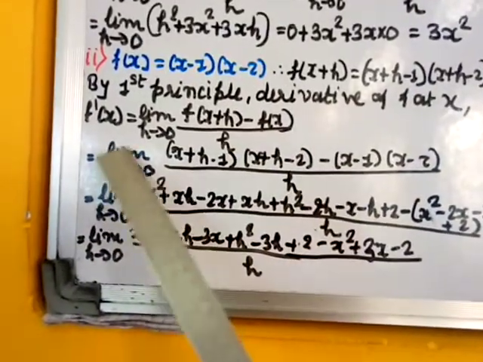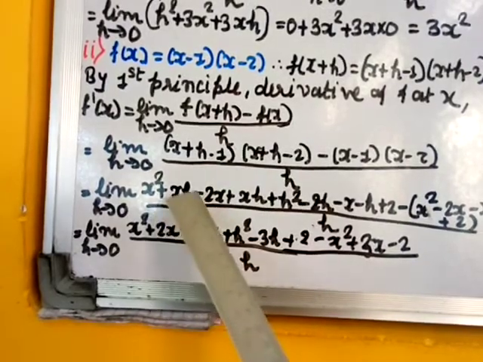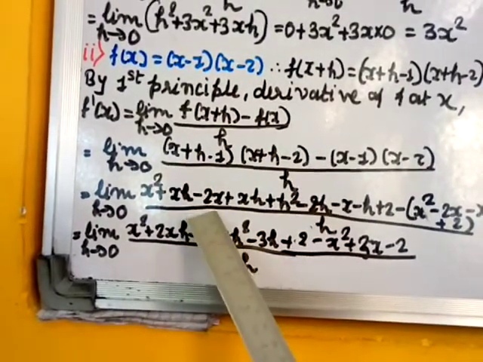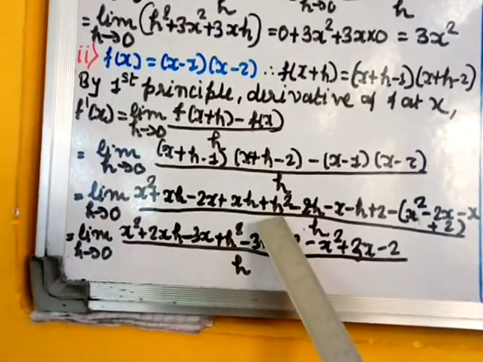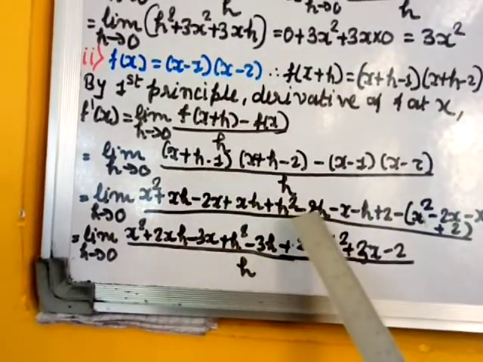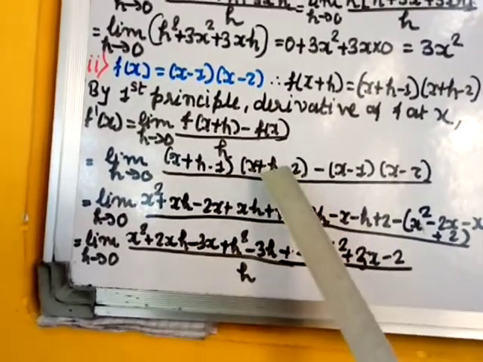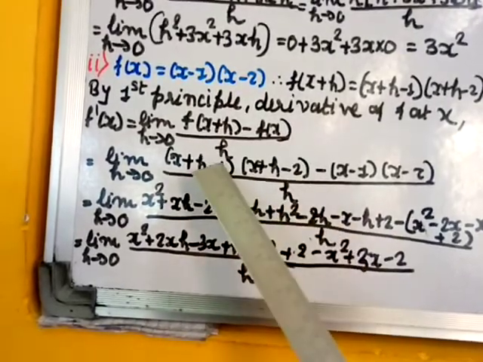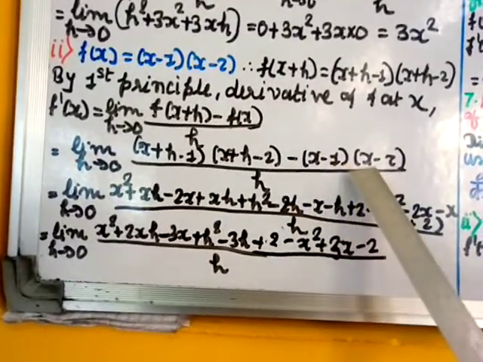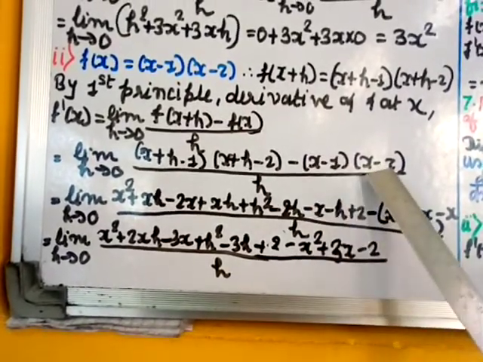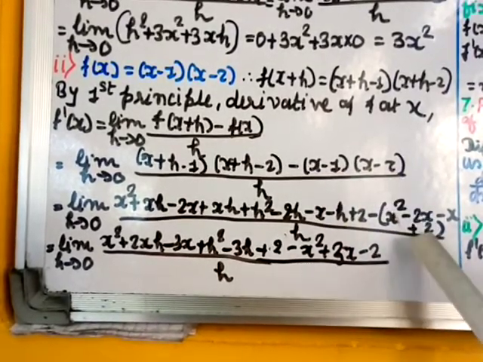Okay, open the bracket. So limit h tends to 0, x into x is x square, plus x into h is xh, minus 2 into x is 2x, plus, now with this, h into x is xh, plus h into h is h square, minus 2 into h is minus 2h, minus, now with 1, so minus x minus h plus 2. Okay, so minus 1 into minus 2 is plus 2. Minus this also expand, x into x is x square, minus 2 into x is minus 2x, minus 1 into x is minus x, minus 1 into minus 2 is plus 2.